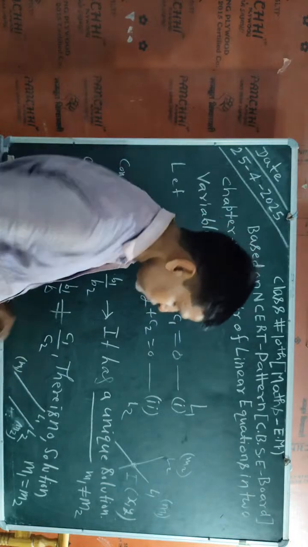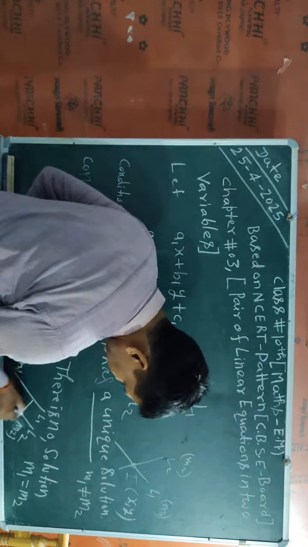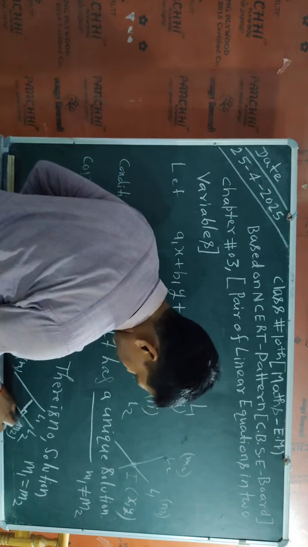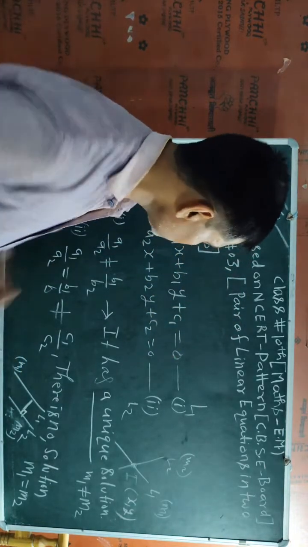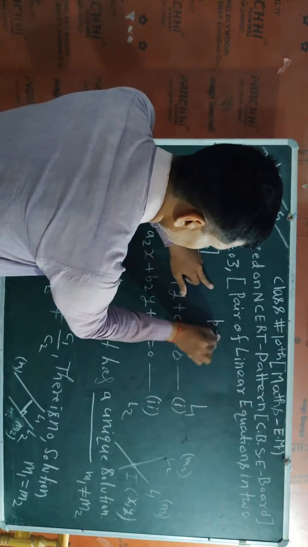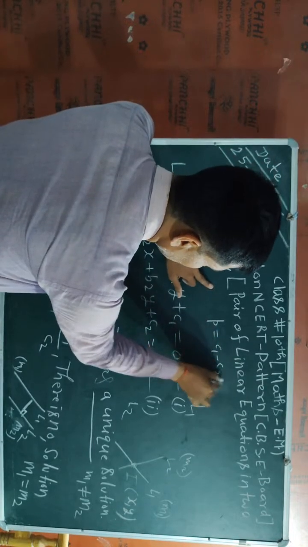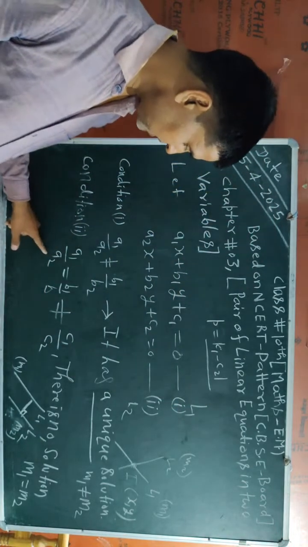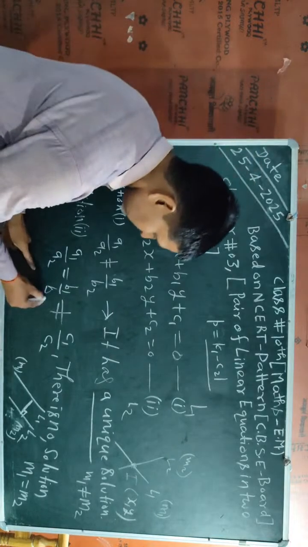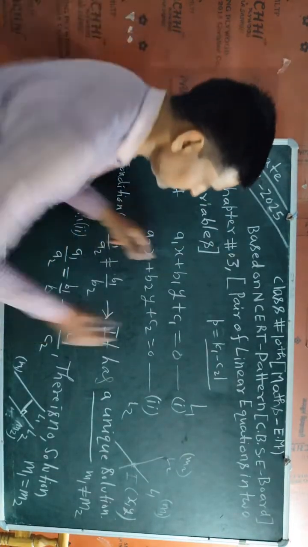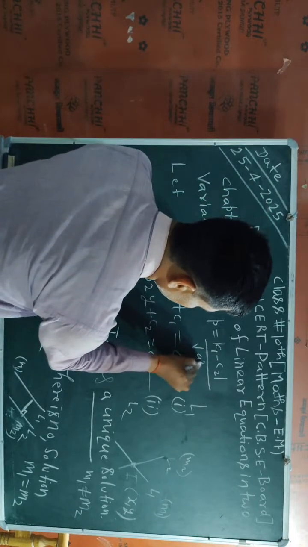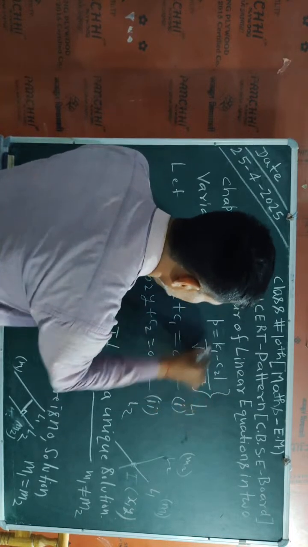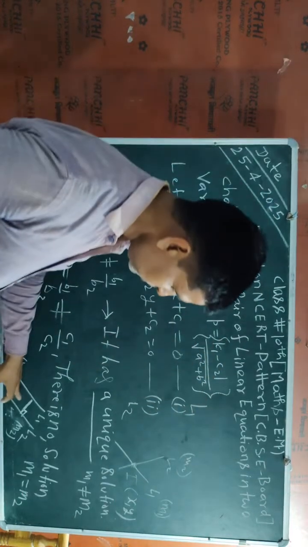So here only one question is asked: find the distance between these two parallel lines. For this I will use a particular formula. That formula is P equals the magnitude of c1 minus c2, divided by the square root of a squared plus b squared, where the condition a1 divided by a2 equals b1 divided by b2 is available. I will calculate its value, and its value will be the distance between these two parallel lines.